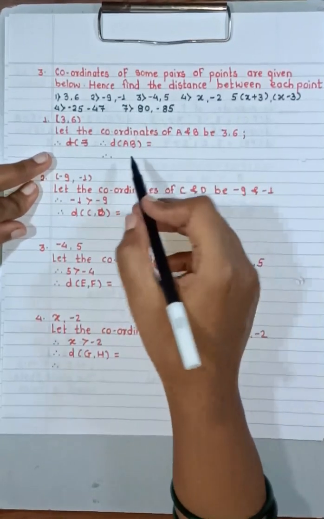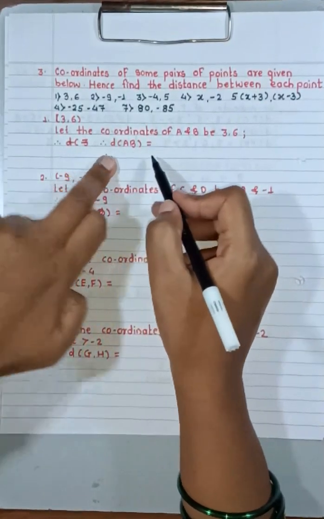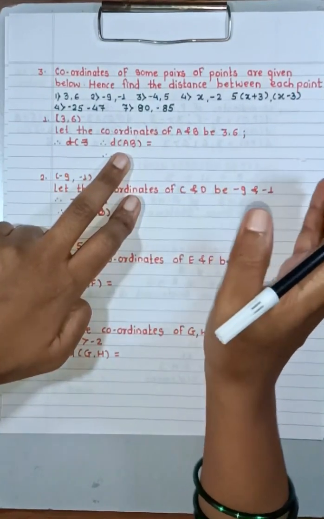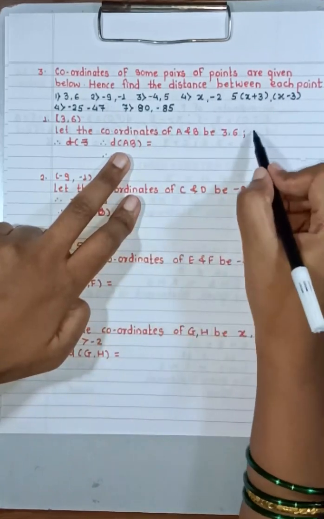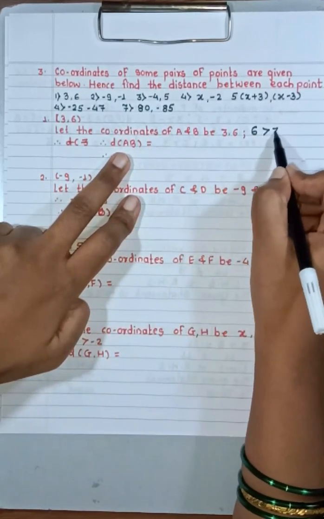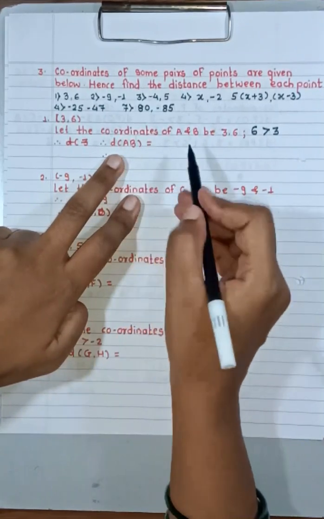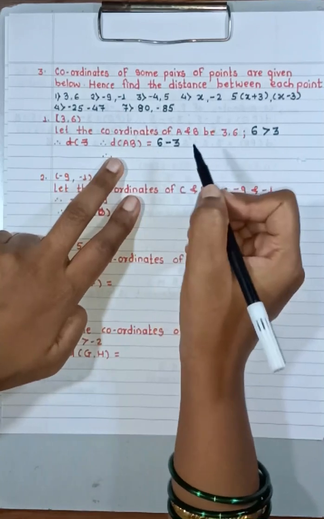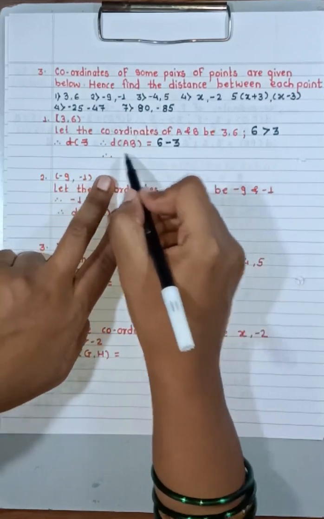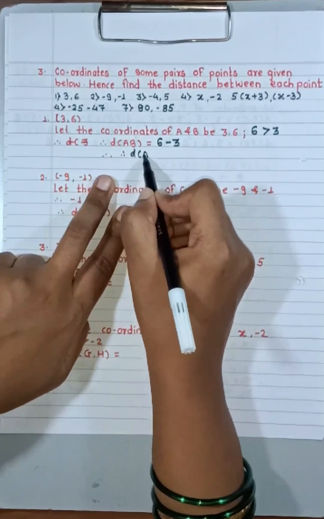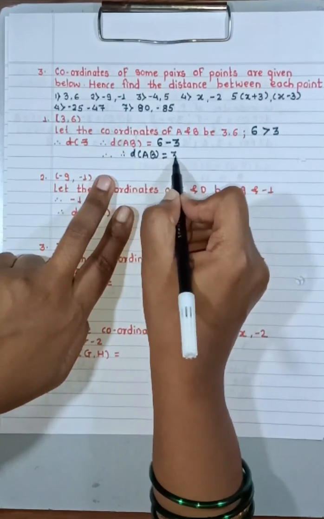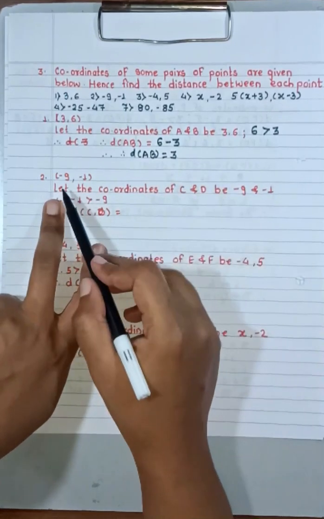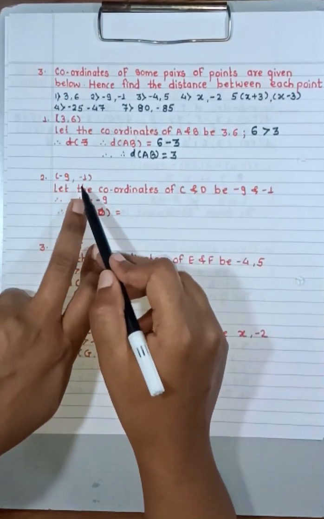Okay, now distance AB. In order to find distance AB, what we are going to do here, we are going to subtract the smaller number from the greater one. So which is greater over here? 6 is greater than 3. So in order to find distance AB, we are going to write here 6 minus 3. How much is it? Therefore, distance AB is equal to 3.